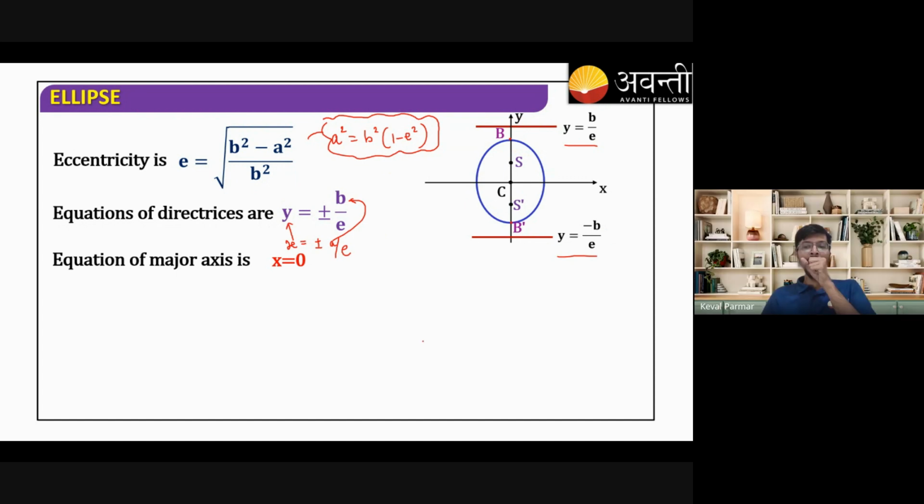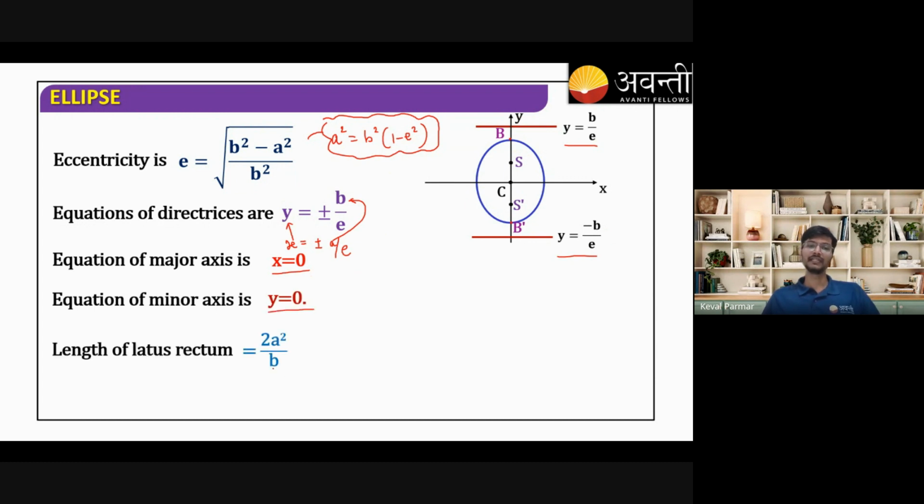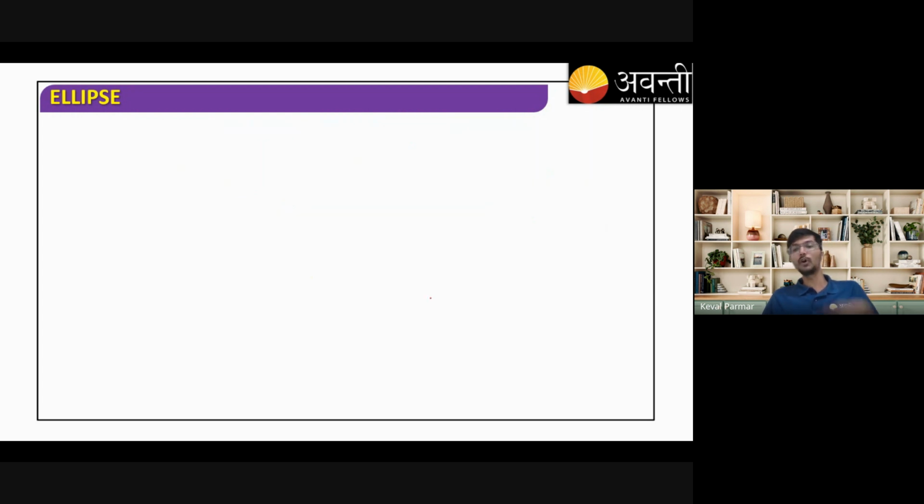Here the major axis is the y-axis, which is x equals 0. Minor axis is the x-axis. Length of latus rectum. See, as I told you, replace a by b. So it was 2b square by a. Now it became 2a square by b. So these were all the standard results you need to know. I hope it is clear.